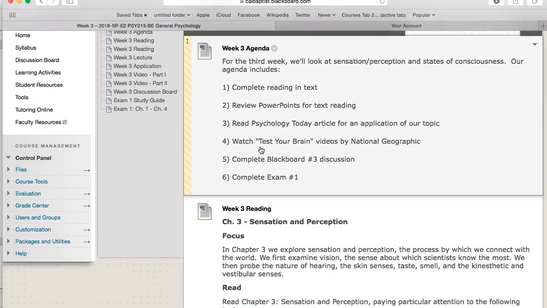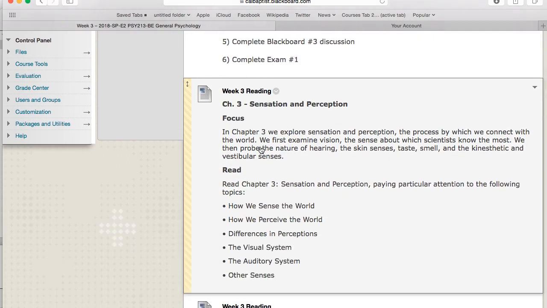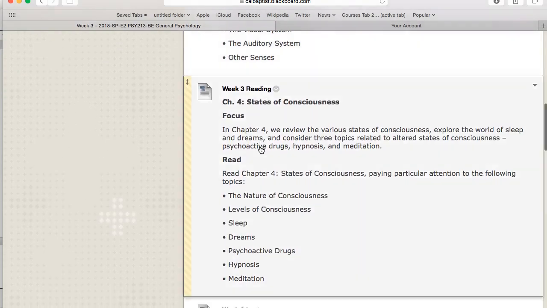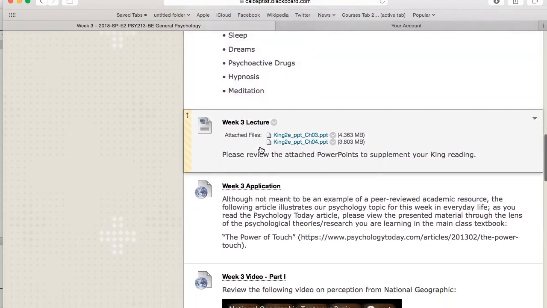Also, complete your Blackboard discussion. Of course, you need a substantial post of 200 words or more, and responding to 2 of your other classmates in 50 words or more. And then complete the first exam, sorry. So chapter 3 will focus on sensation and perception, and this is just an overview of what we will be talking about. And chapter 4 will be the states of consciousness, which is also really interesting.